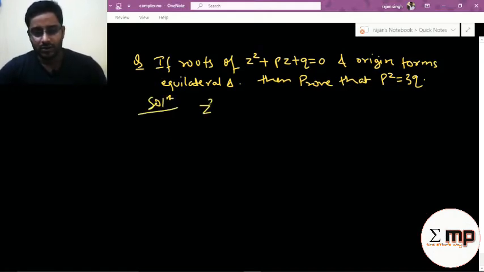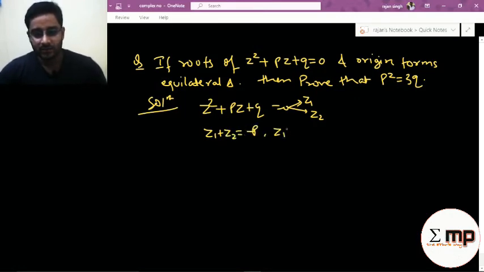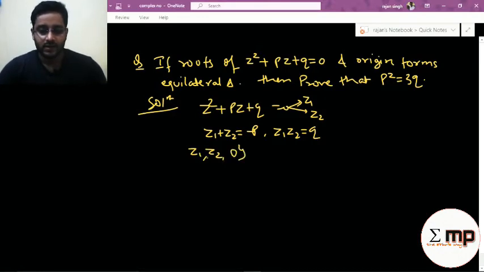The roots of z square plus pz plus q, let's say the roots are z1, z2. Origin means how many points we have: z1, z2 and origin, and they are forming an equilateral triangle. So tell me, what is the sum of the roots? It's minus p, and the product of the roots is plus q. So these are z1, z2 and 0, forming an equilateral triangle.